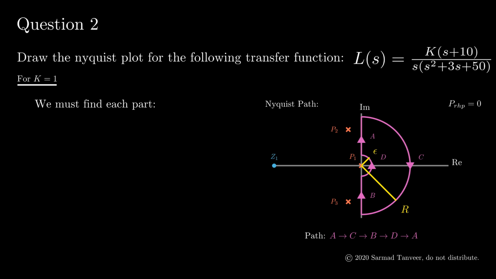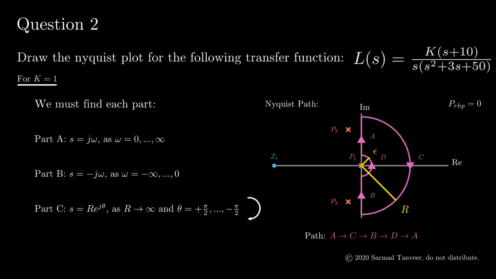The Nyquist path we have drawn so far is general. We must now find each part specifically for our transfer function. For part A, we set s equal to j omega and assume that omega begins at 0 and approaches infinity. For part B, we set s equal to negative j omega and assume that omega begins at negative infinity and approaches 0. For part C, we set s equal to r times e to the power of j theta. We assume that r approaches infinity and that the direction of the path starts at positive 90 degrees and moves towards negative 90 degrees. This clockwise behavior is seen in our diagram.